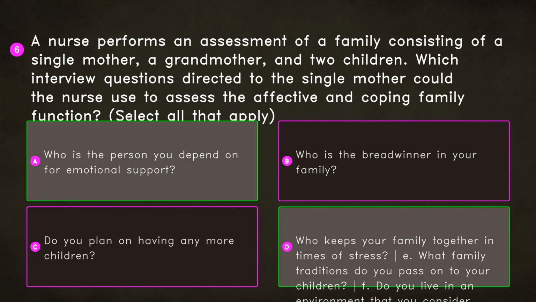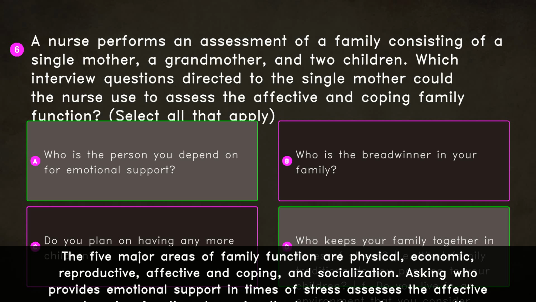The correct answer is who is the person you depend on for emotional support? And who keeps your family together in times of stress? E. What family traditions do you pass on to your children? F. Do you live in an environment that you consider safe? The 5 major areas of family function are physical, economic, reproductive, affective and coping, and socialization.